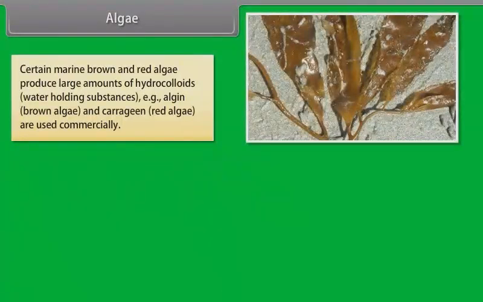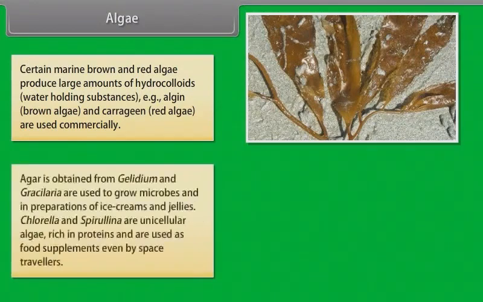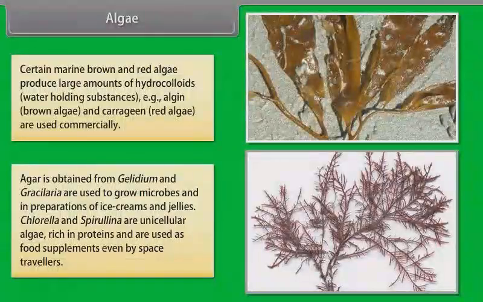Certain marine brown and red algae produce large amounts of hydrocolloids, water-holding substances; that is, algin from brown algae and carrageen from red algae are used commercially. Agar obtained from Gelidium and Gracilaria is used to grow microbes and in preparations of ice creams and jellies. Chlorella and Spirulina are unicellular algae rich in proteins and are used as food supplements even by space travelers.